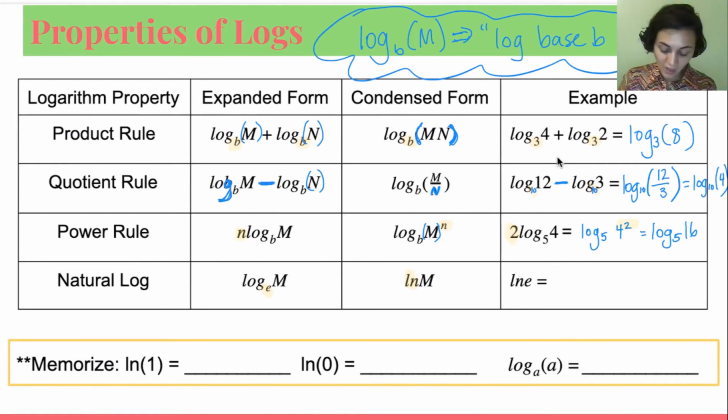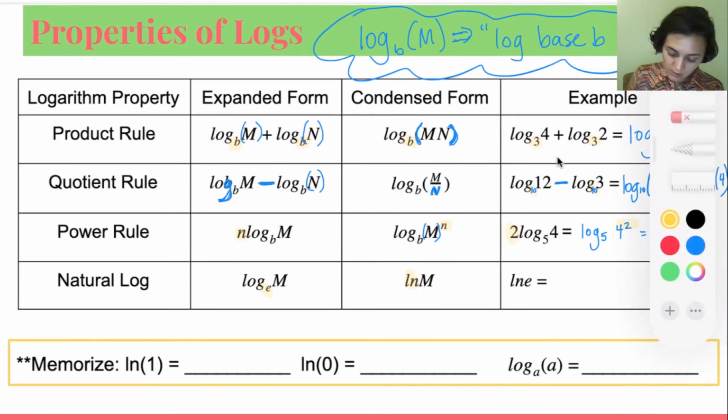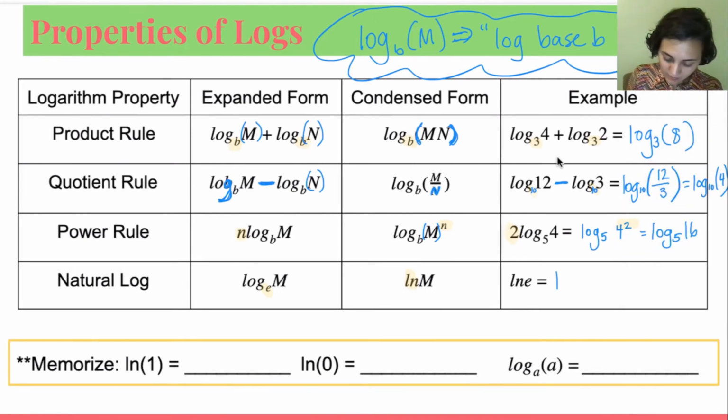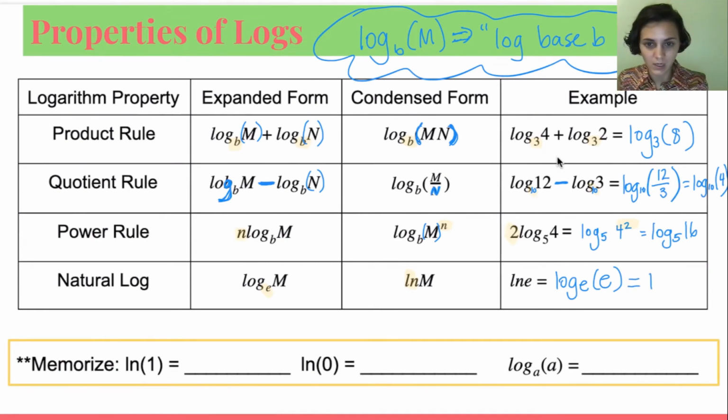And ln of e is very special. Since ln is log base e, then log base e of e is just 1. So ln of e is 1. Because if you have the same thing in the base as what's in the parentheses, similar to right here, these are very similar problems. If I have log base a of a, it just simplifies to 1. So ln of e also equals 1.